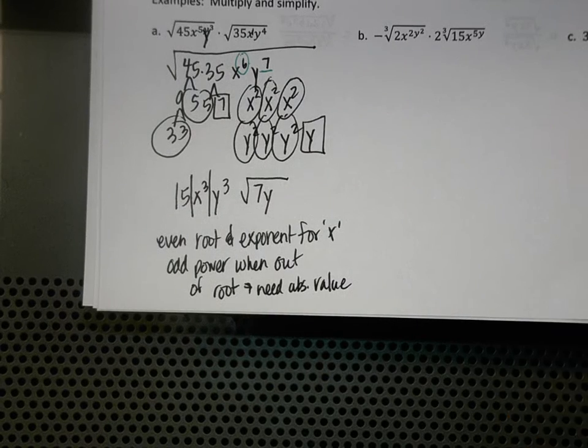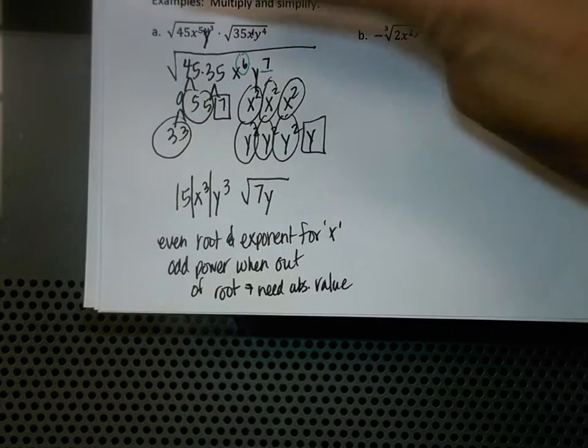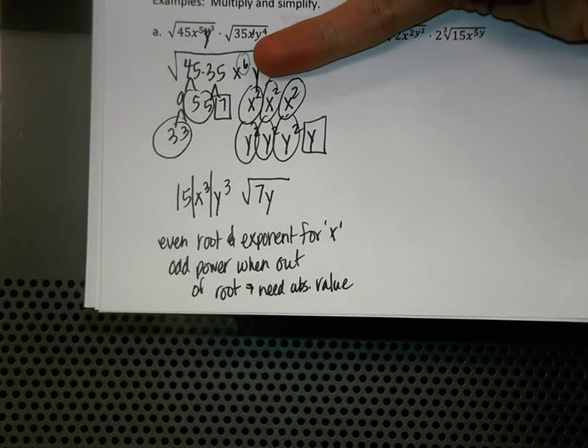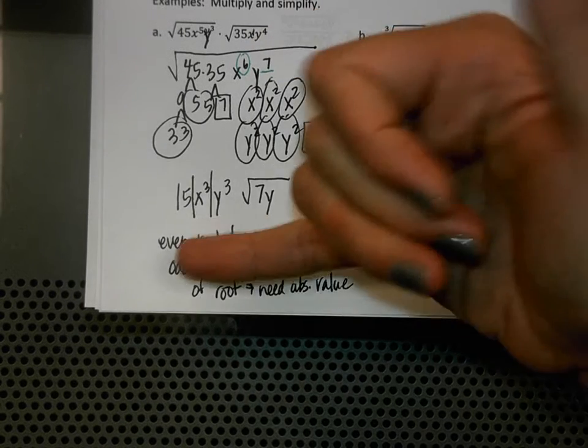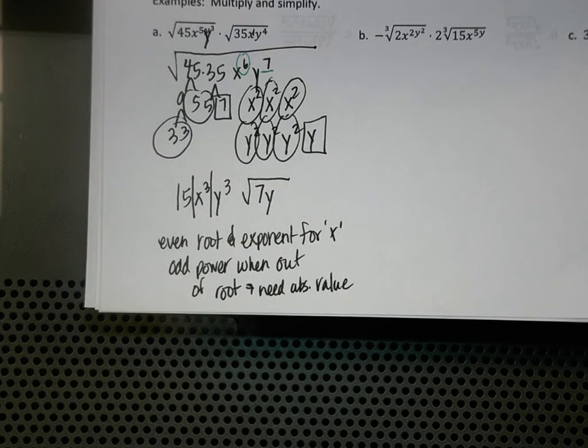So at the very beginning, I'm talking about even root and even exponent for the x. Okay? And so because it's even and when it got brought out, it was odd, we have to use the absolute values. Okay, the next one on B, they are odd roots. So do I have to worry about absolute value at all? No, because it has an odd index, we're good.